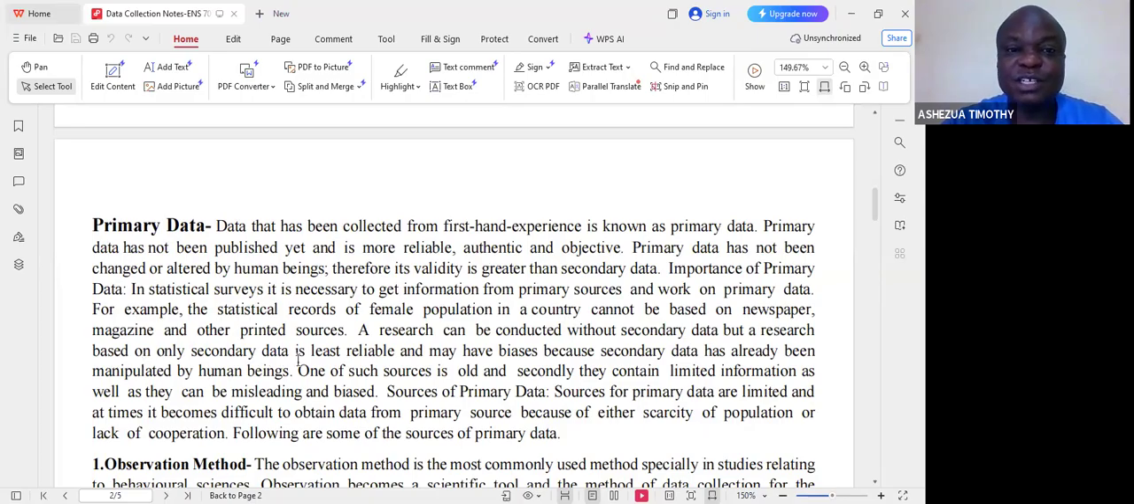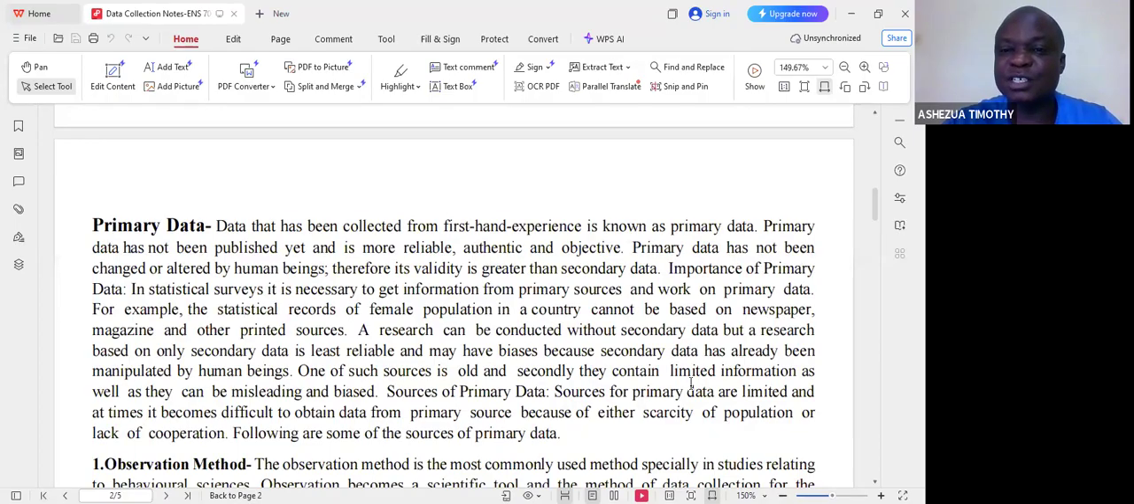based on only secondary data is least reliable and may have biases because secondary data has already been manipulated by human beings. One of such sources is old, and secondly, they contain limited information, as well as they can be misleading and biased.